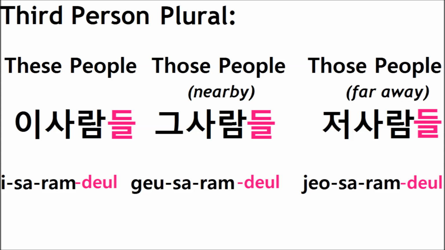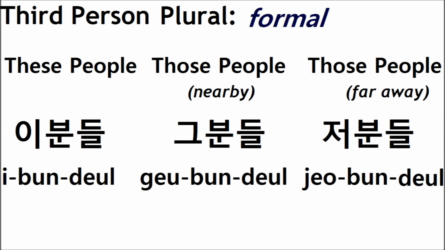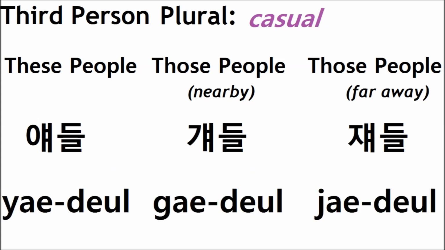And just like before, we can replace the saram part with any word we choose. Namja, yeja, good. And let's not forget the formal way of saying person, I bundo, ge bundo, 저분도. And of course, the casual ones. 얘도, 걔도, 쟤도. It should be noted that the do at the end of the they pronouns is very necessary because it's the only thing that distinguishes them from the he and she pronouns.